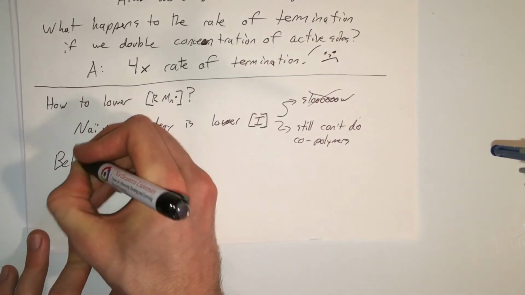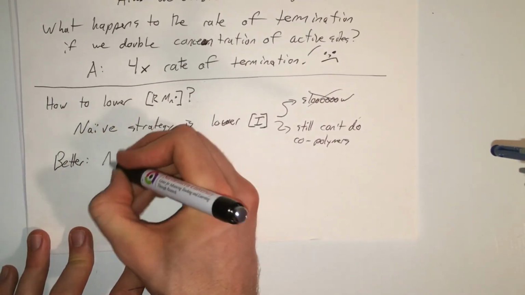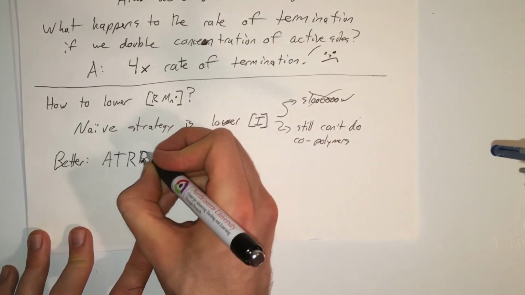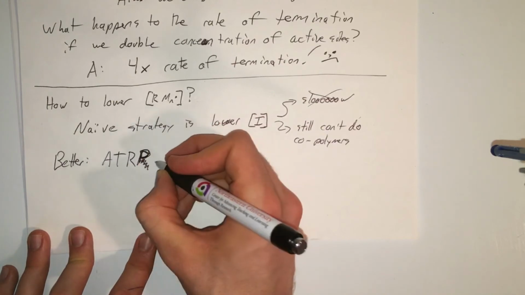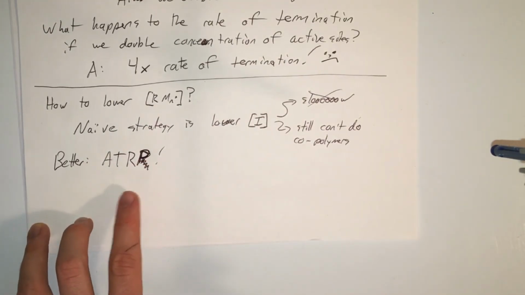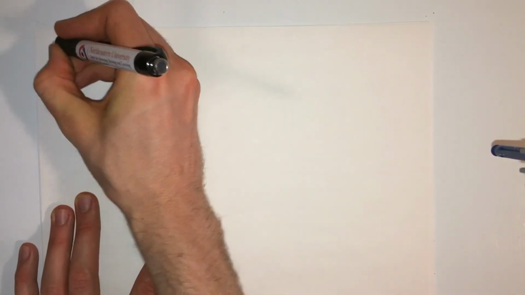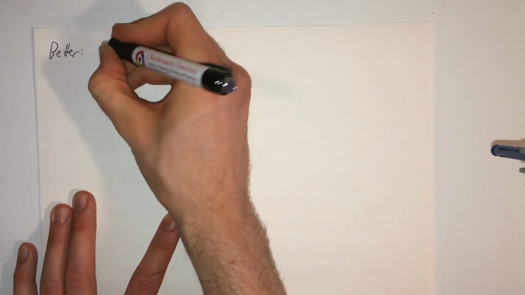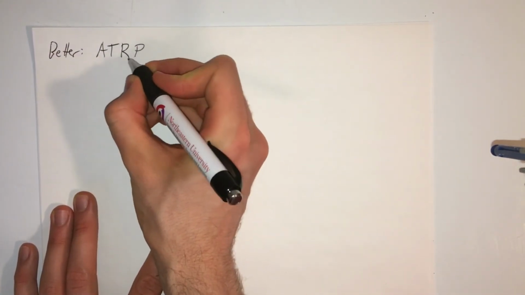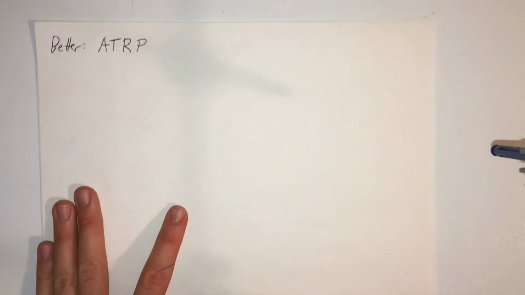Our better strategy is to do ATRP, or atom transfer radical polymerization, like I talked about just a second ago. And that's where we were going with our discussion of radical polymerization.